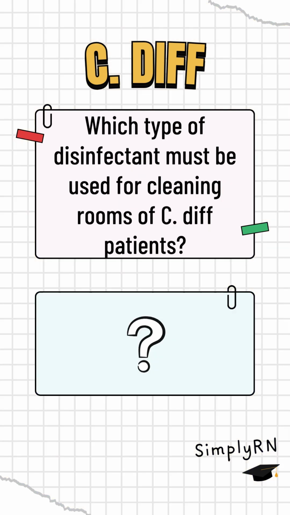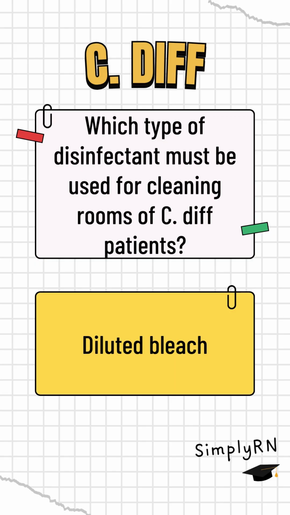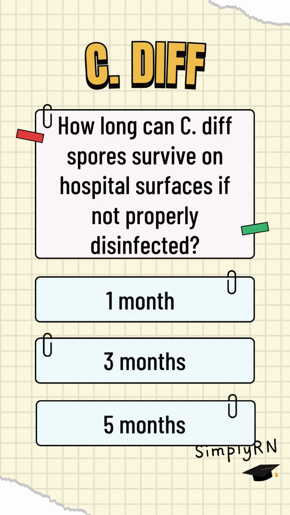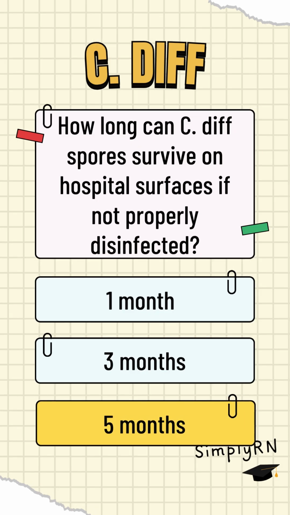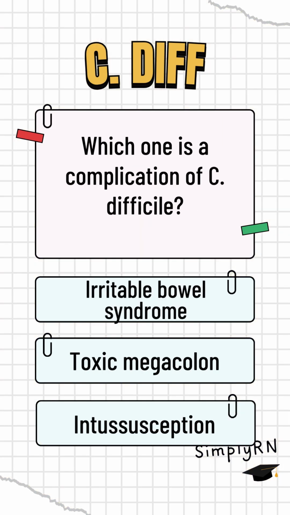Which type of disinfectant must be used for cleaning rooms of C. difficile patients? Diluted bleach. Only sporicidal agents such as diluted bleach destroy hardy C. difficile spores on surfaces. How long can C. difficile spores survive on hospital surfaces if not properly disinfected? Up to 5 months.